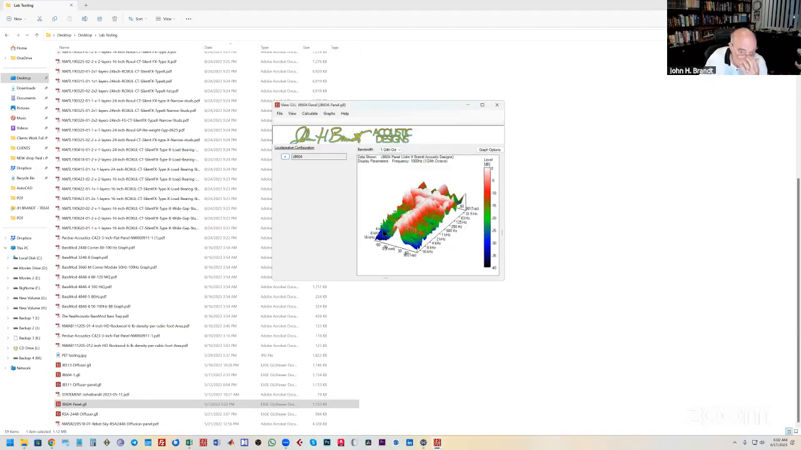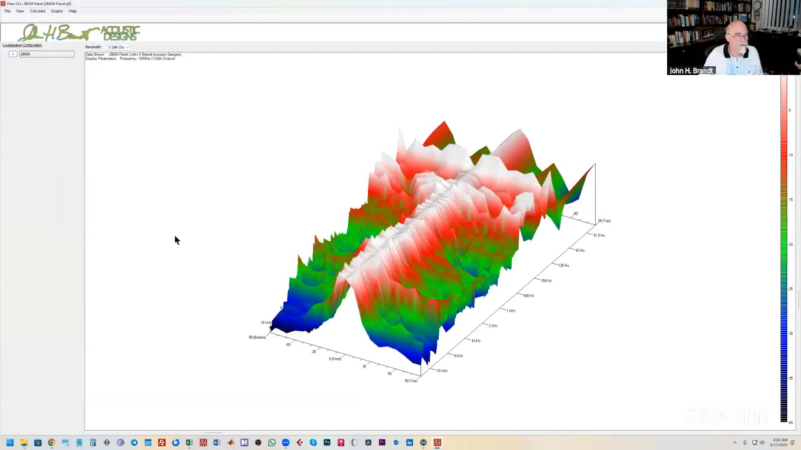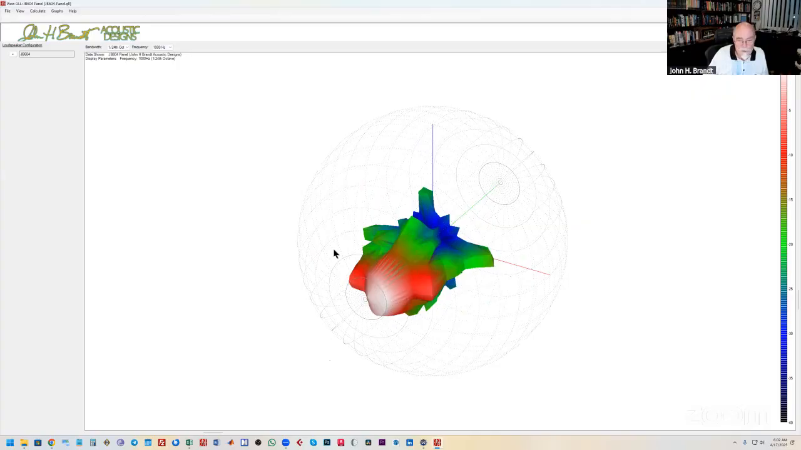Ron has taught me this. Okay, here we are. Let's look at this, the 1/24th octave. That's good. Graphs, attenuation balloon. Here's the attenuation balloon at 1,000 hertz. The red is pretty hot. Right here at the color change, it's about 15 dB, and then at this color change, it's 25 dB. So that's the attenuation.